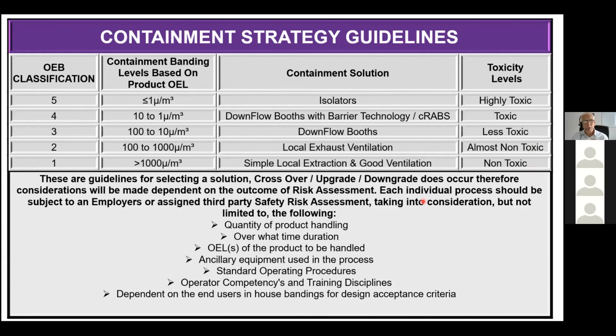Each individual process should be subject to an employee's or an assigned third party safety risk assessment, taking into consideration, but not limited to the following: the quantity of product that's being handled, how long will that product be handled for, the OELs of that product, any ancillary equipment that's been used in the process. The ancillary equipment could disturb the airflows, could affect the pressures. What standard operating procedures are in place? And a very, very important one is the operator trained to work on that equipment?